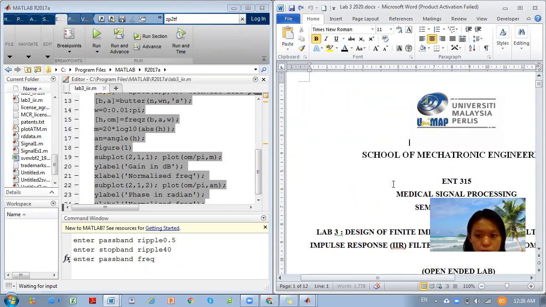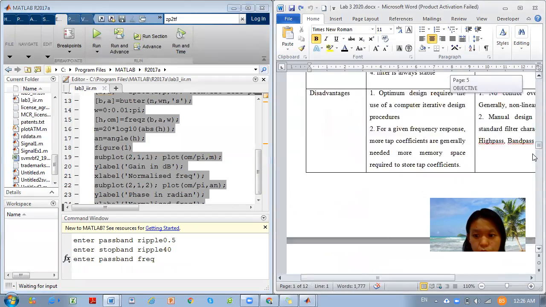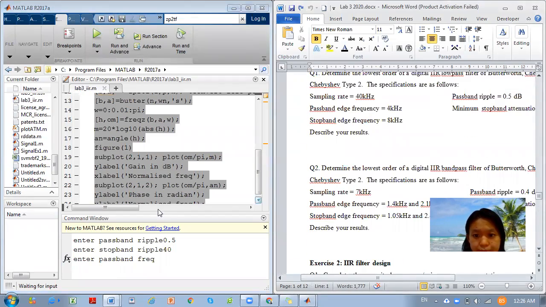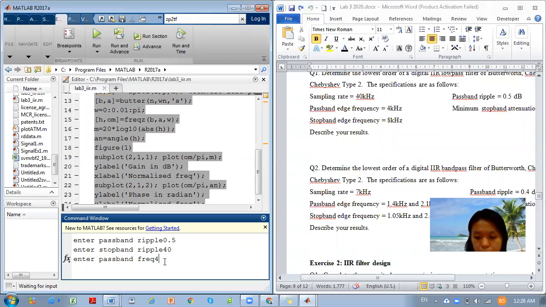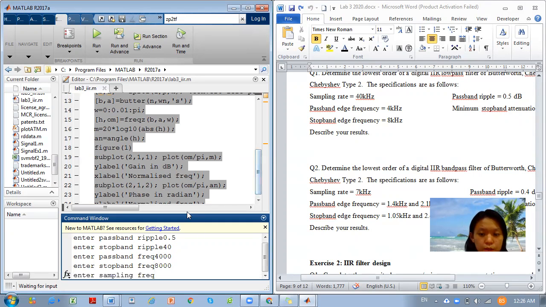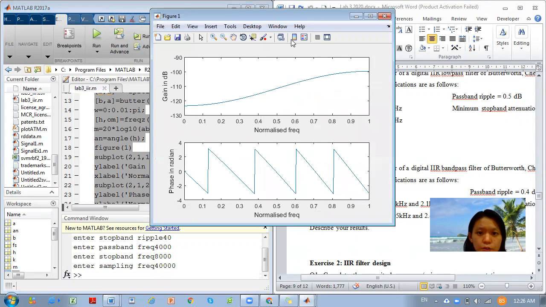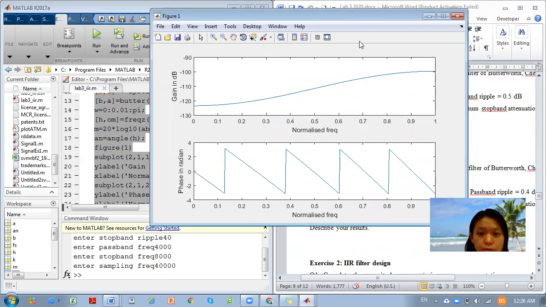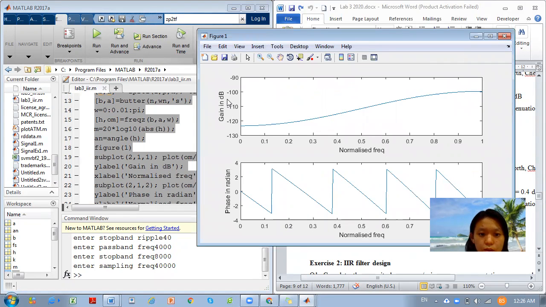Okay, your frequency is 4,000 hertz, then 8,000 hertz. Sampling rate is 40,000. Okay, enter. Then your graph will be plotted. So this is the graph for the gain in dB. So this one is your normalized frequency. Okay, this one is your phase in radians and your normalized frequency.